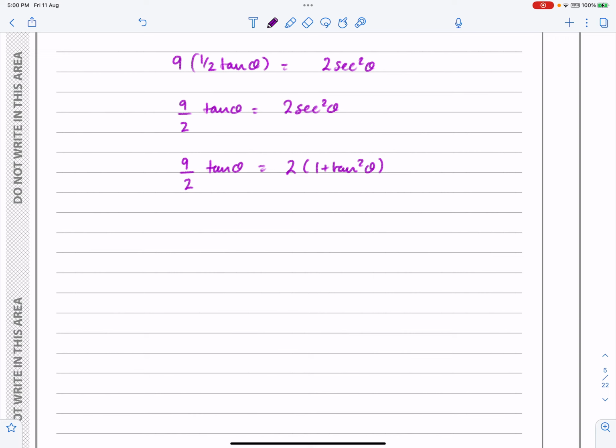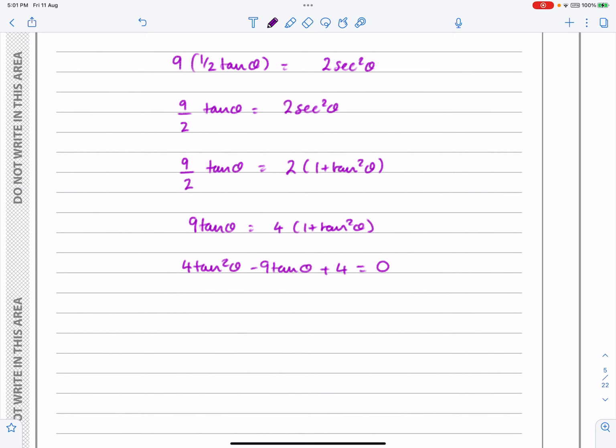Right, this is going to tidy up to a quadratic now. So multiply everything by 2. We're going to get 9 tan theta is equal to 4 lots of 1 plus tan squared theta. Multiply all that out and tidy it up. I'm going to do all that in one go here. It's 4 tan squared theta minus 9 tan theta plus 4 equals 0.